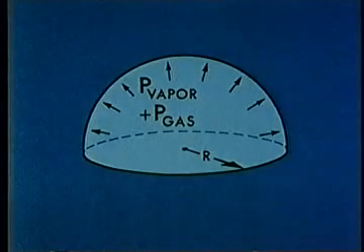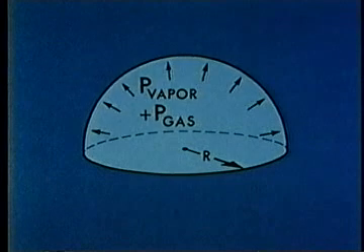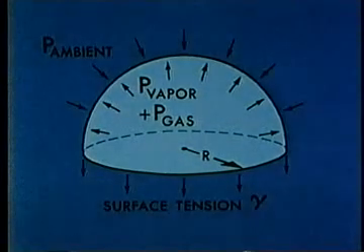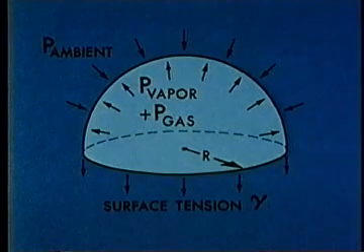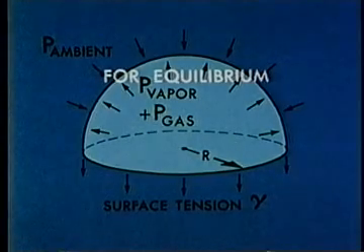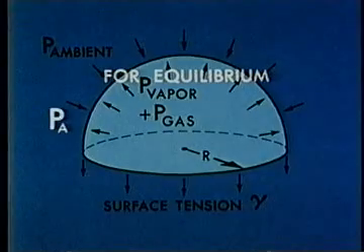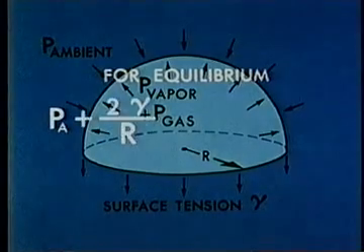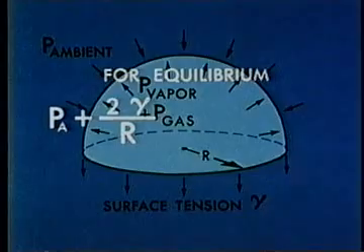Thus, the condition for static equilibrium is that the ambient pressure plus the surface tension pressure equal the vapor pressure plus the gas pressure. We've plotted this equation for a nucleus with a particular gas content.